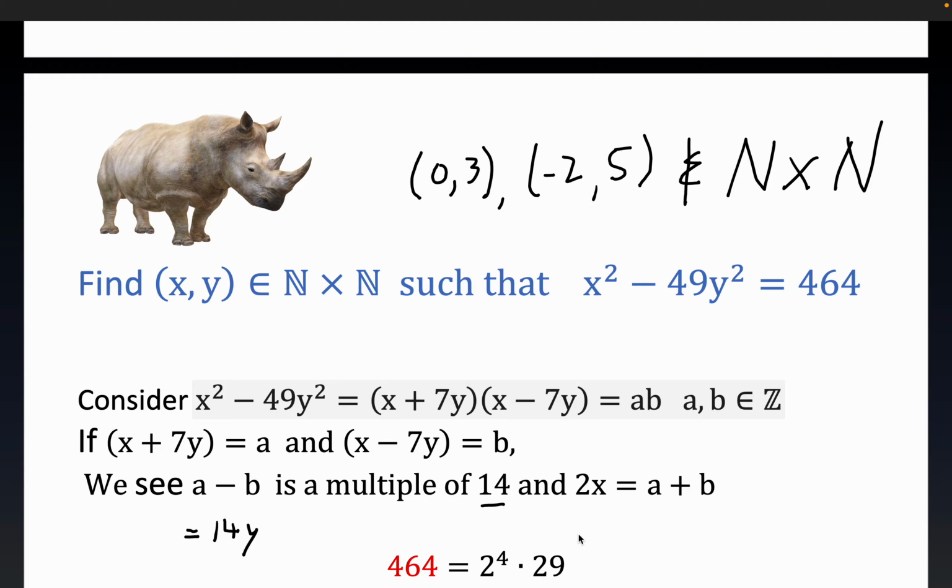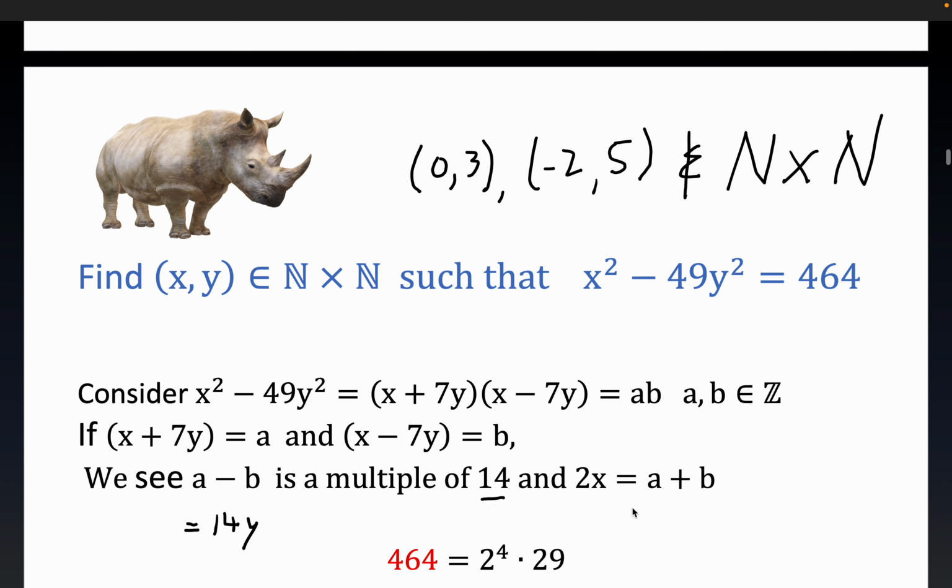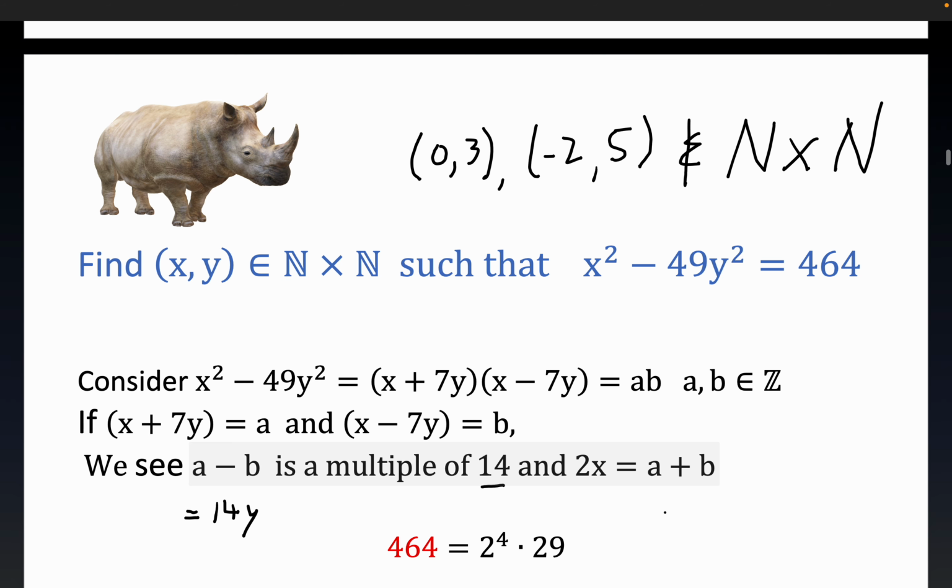And in a similar fashion, if you add these things, the 7y's cancel and you just get 2x. So A plus B would actually just be an even number. So if you run into a circumstance where A plus B is not even, or A minus B is not a multiple of 14, you can just discard those potential solutions.